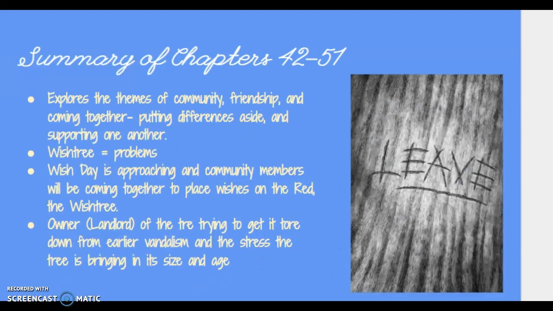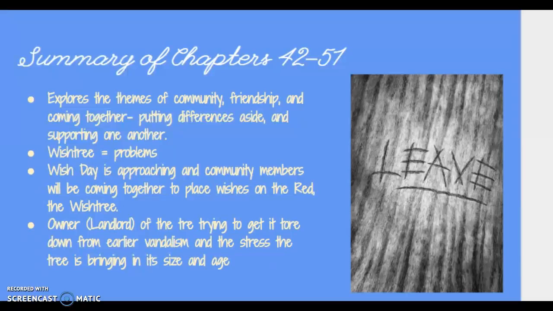The summaries of the chapters about this book talk are from chapters 42 through 51. These chapters explore the themes of community, friendship, and coming together, putting differences aside and supporting one another. Wishtree, so far, has led to a lot of problems in the neighborhood, after somebody carved "Leave," which was targeted at a new Muslim family that moved into town.